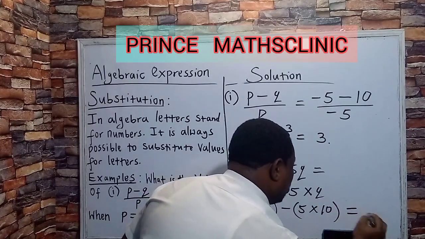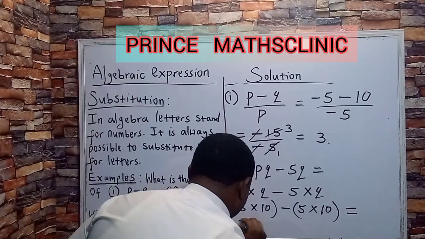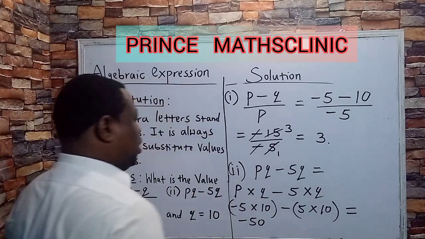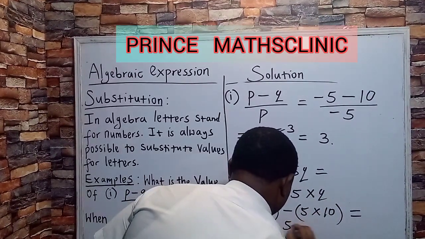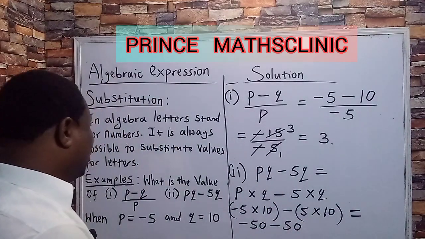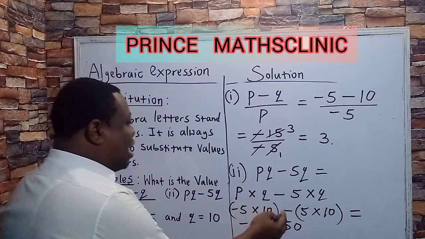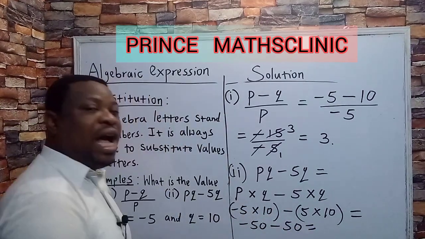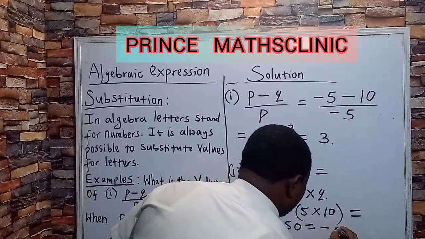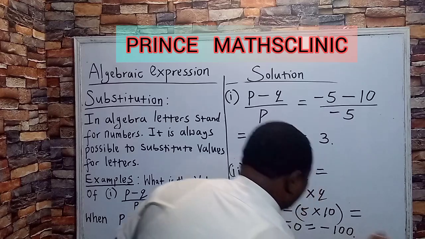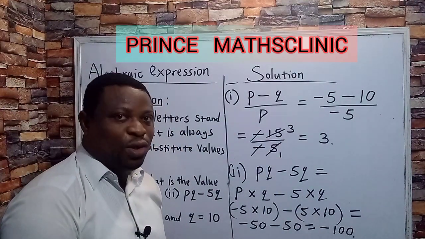Now let's watch what the result would be. Now minus 5 times 10 is simply minus 50, then negative again, then 5 times 10, 50. Now the interesting thing about the result is that our negative 50 and negative 50, you are owing 50, and later you are owing another 50. Altogether you are owing 100, so this becomes negative 100. That is the result to these simple questions.